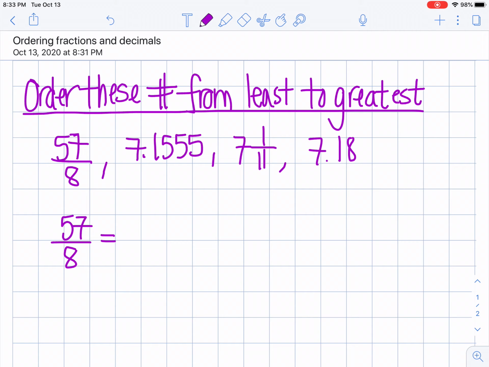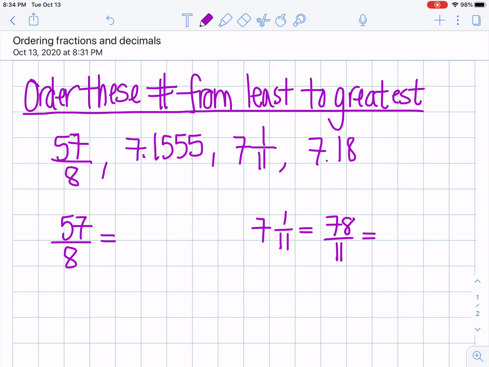And on my calculator, to type in a mixed number, I want to turn it into an improper fraction. So I have 7 and 1/11 as an improper fraction. I have to do 11 times 7, which is 77, and 77 plus 1 is 78. So this is the same as 78 over 11.